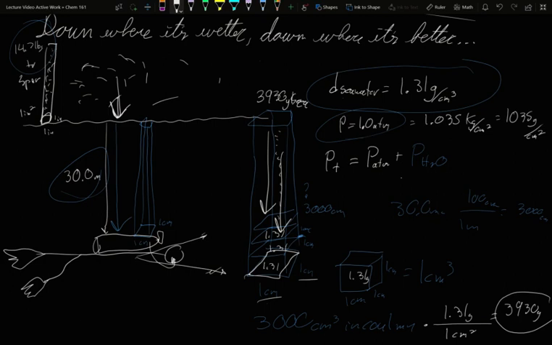This means I know my water pressure. What is my water pressure? It's the weight over the area. It is the 3,930 grams over the centimeter squared base.